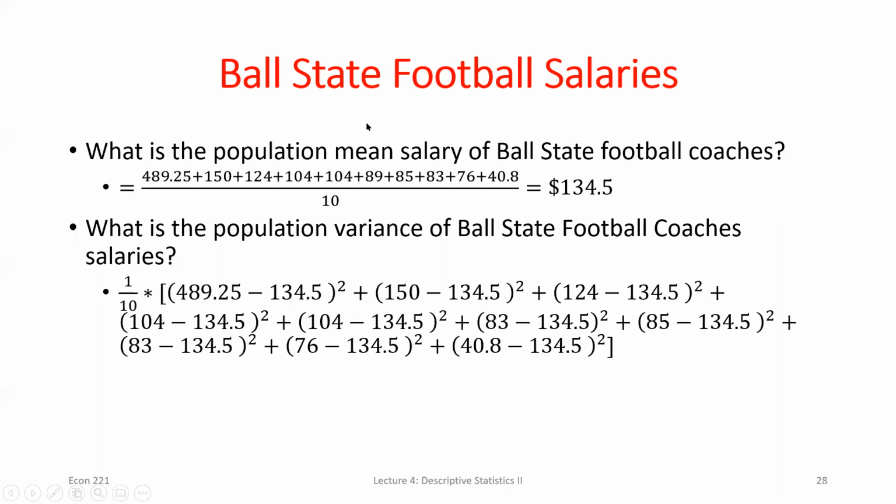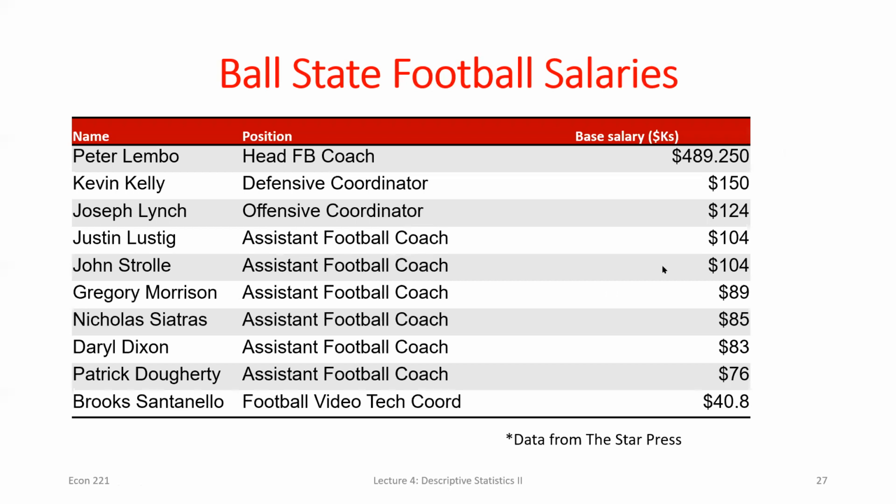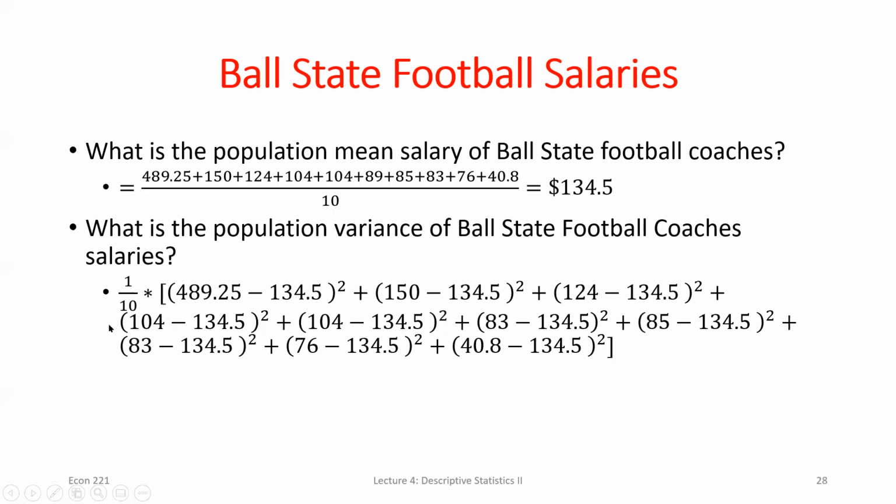But if we want to find the population variance, what am I going to do? I'm going to go through every observation. I'll take 489 minus 134, that mean, square it. Then add to that 150 minus 134 squared. Add to that 124 minus 134 squared. Go through every single coach here, subtract the mean, square the value, and add them all up. Once I've done that, I then divide by the total number of observations. I said last class that dividing by a number is the same as multiplying by one over that number. So instead of having all of this with a big line and a little 10 underneath it, since I'm dividing by 10, I just wrote it out as multiplying by 1/10. It's the same idea. Okay, I don't want that to be too confusing.